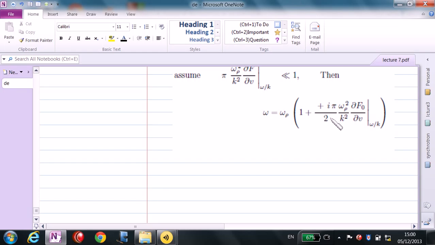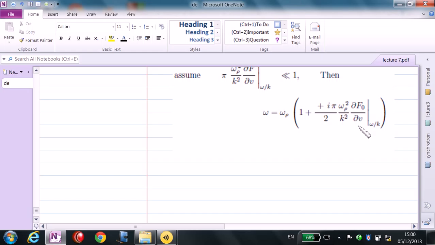and when you solve it, you get that omega is roughly equal to omega p, but it has a positive imaginary part if df naught dv is positive, and if this is negative, it has a negative imaginary part. And that's the point. Usually for a thermal distribution, df dv is negative at any value of v, right?